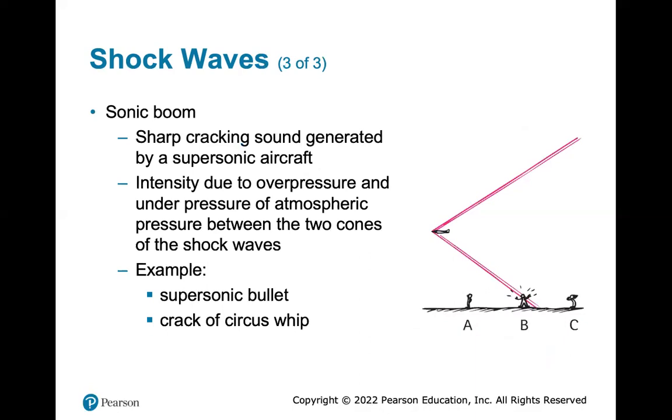Okay, the sonic boom is the sharp cracking sound generated by a supersonic aircraft. The intensity is due to overpressure and underpressure of atmospheric pressure between the two cones of the shock wave. Examples are a supersonic bullet and the crack of a circus whip. So if you crack a whip, the crack that you're hearing is actually the tip of the whip moving faster than the speed of sound.